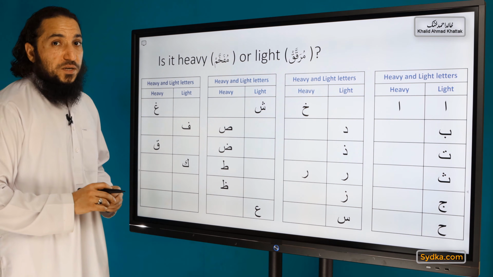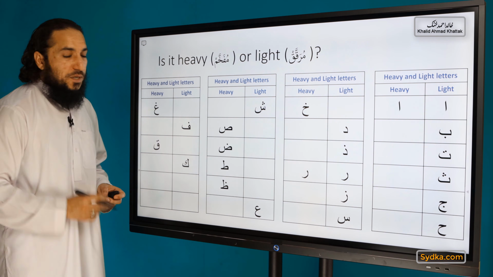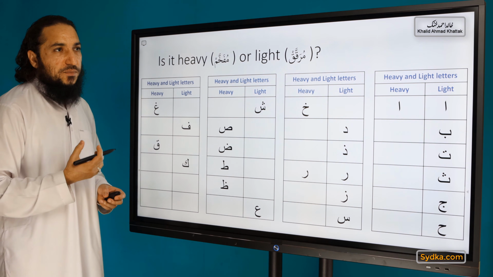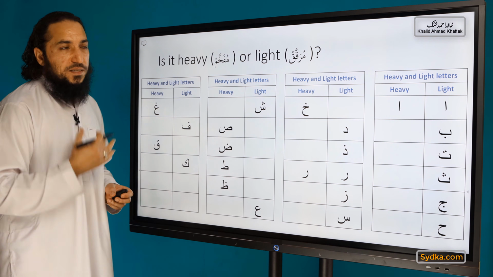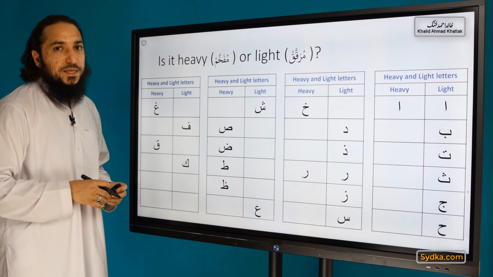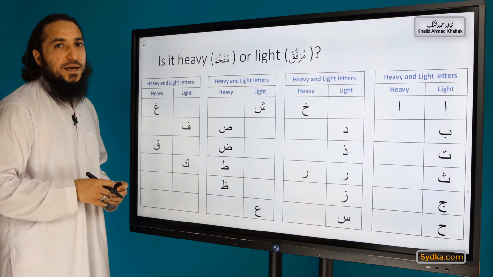Is it a heavy or light letter? It is one of the light letters, because when we are pronouncing it, our mouth or the lips remain in the state of flatness, as if we are going to start smiling. For example, Kaaf, ak, ak.